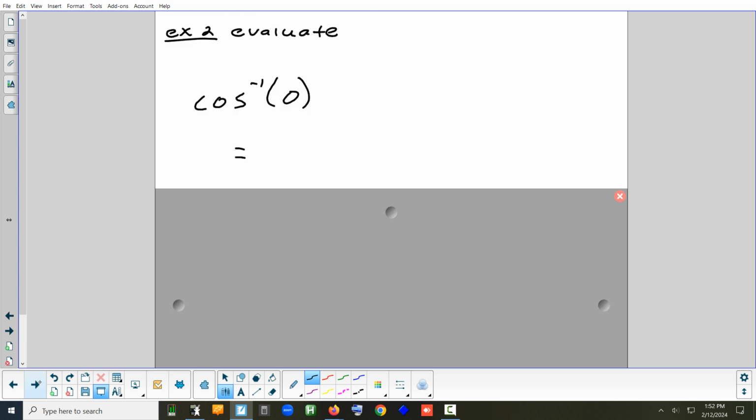All right, let's try this one. Inverse cosine of 0. Now we've got to be careful. We're not negative 90 to 90 anymore. What are we thinking about with inverse cosine? 0 to 180. If you go negative 90 to 90, you're going to have a problem. It's not going to work. You've got to go 0 to 180.